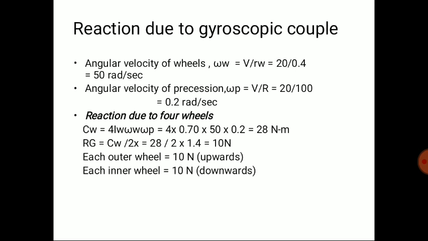Right, it means the total gyroscopic couple, that is 28 Newton, acts on 4 wheels. And what is the action of it? When it is taking a left turn, it acts on either the inner wheels or the outer wheels. Clear? Means when it is taking a left turn, it acts on either the inner wheel or the outer wheel.